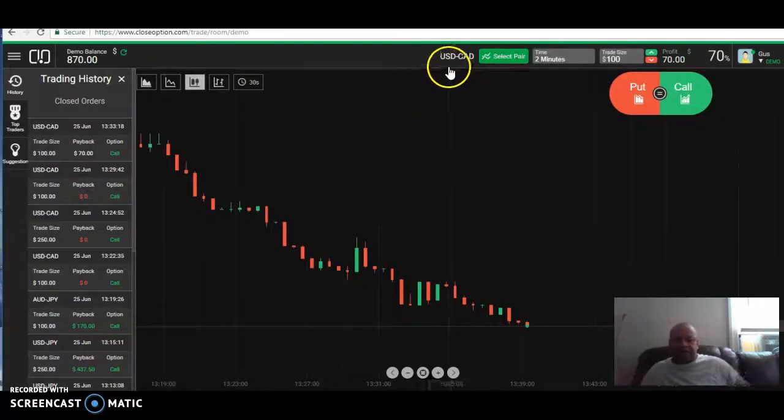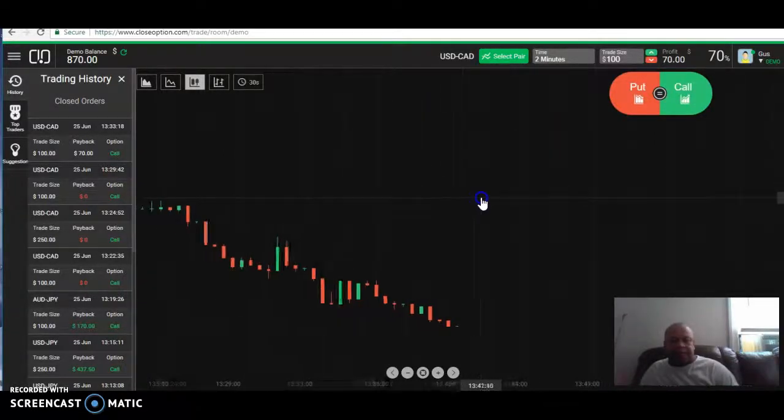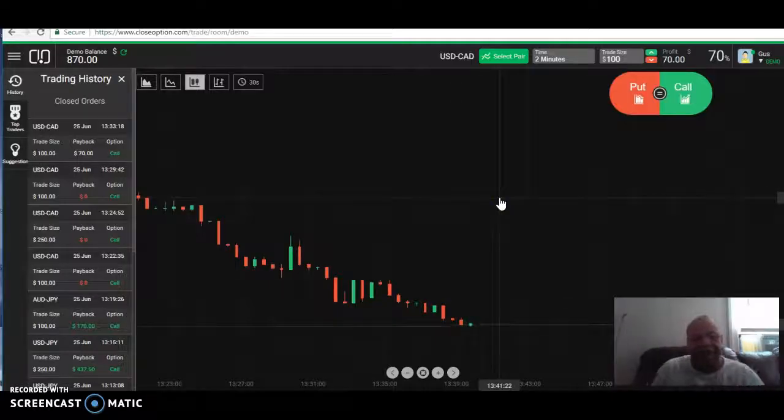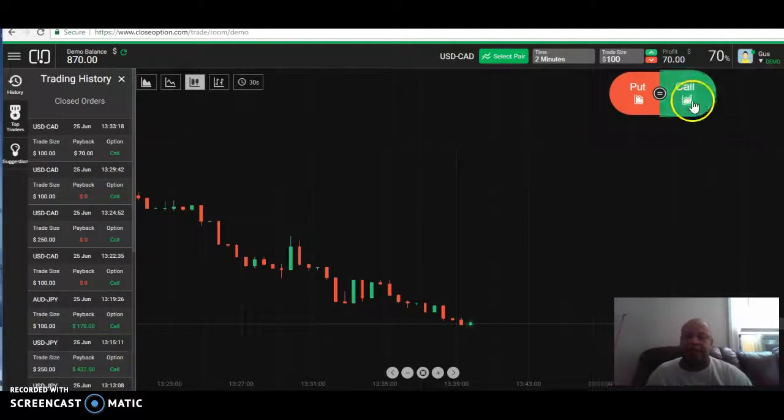Now the US dollar is really going down. But I don't think I'll find a better trade setup than this right now. I want to sit on this, hopefully for a few more seconds. Wow, it's still going down.